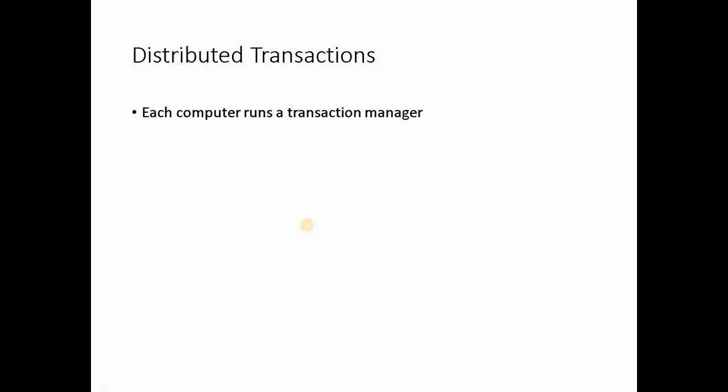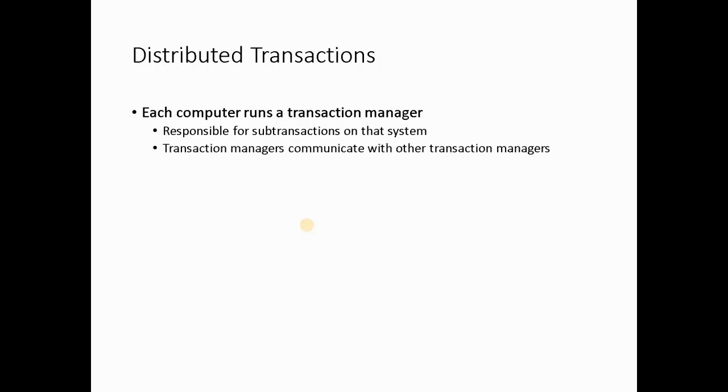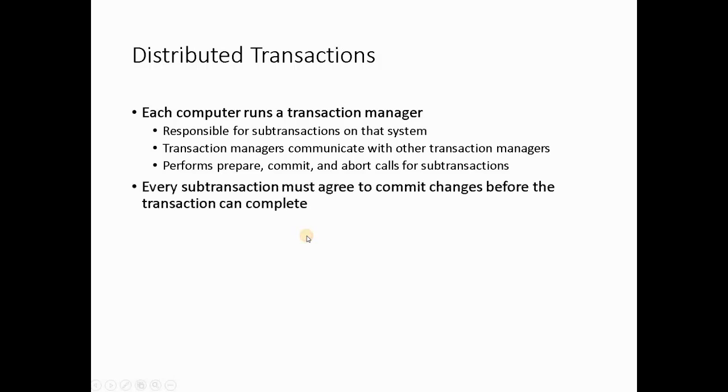Right. Now for that, each computer runs what we call a transaction manager. The transaction manager is responsible for keeping track of all these sub-transactions, and transaction managers communicate with the other transaction managers. Once one transaction manager on one side connects with the transaction manager on the other side, it makes prepare, commit, and abort calls for the sub-transactions. So every sub-transaction should agree to commit the changes before the transaction can complete.